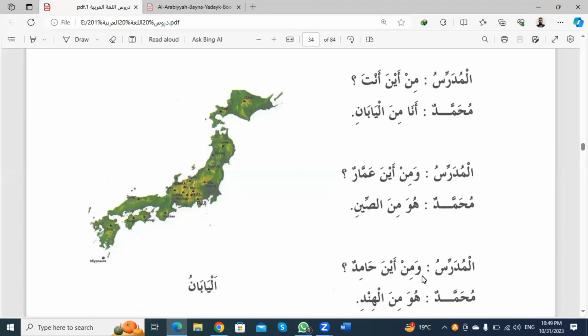Al-Mudarrisu, the teacher says, وَمِنْ أَيْنَ حَامِدٌ. What does it mean? And from where is Hamid? This is Hind, which means India. There are so many names for India. India, Bharat, and Hind, three names of India. Got it? Hind, India. So, huwa minal Hindi. He is from India.